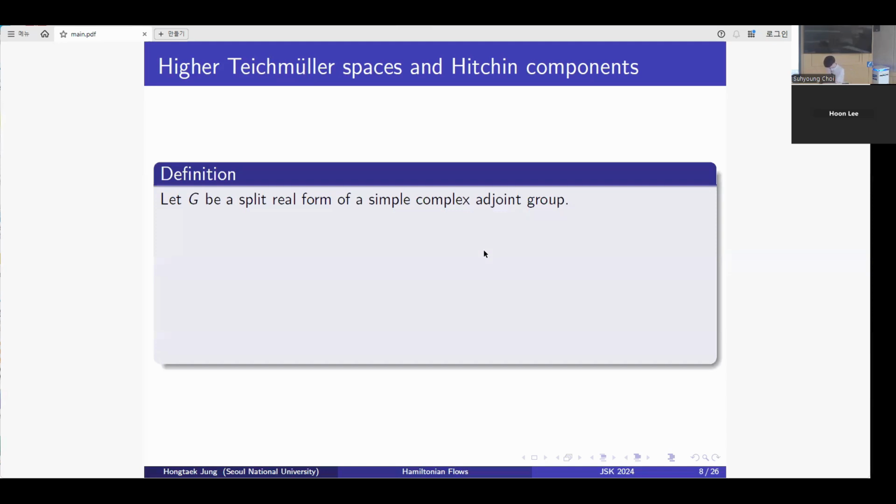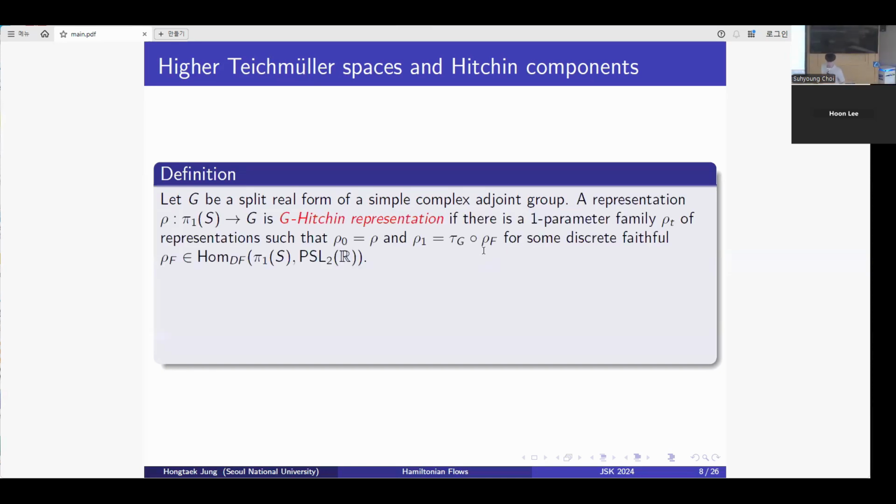So here's the definition of Hitchin component and Hitchin representation. G is our Lie group that satisfies these conditions. Then a representation rho from the fundamental group of the surface into G is a G-Hitchin representation if there exists a one-parameter family of representations such that at time 0 it is our original representation, and at time 1 the representation is of the form of this.